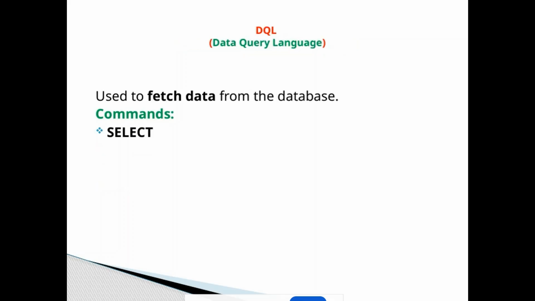Now, let's talk about DQL, which stands for Data Query Language. This is the part of SQL that's used when we want to fetch or retrieve data from a database. It's really the gateway to accessing the information stored within our systems. The most important command here is select. When we use select, we're telling the database exactly what data we want to see. It's essentially how we ask the database questions and get answers back.